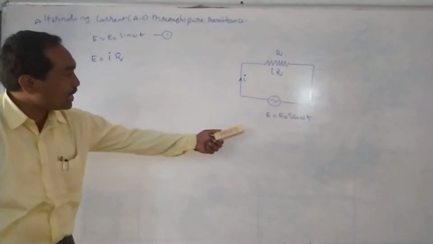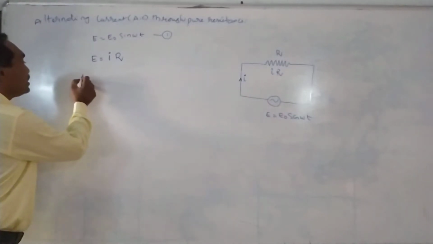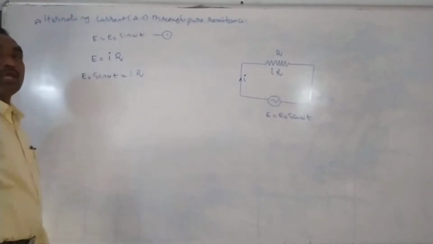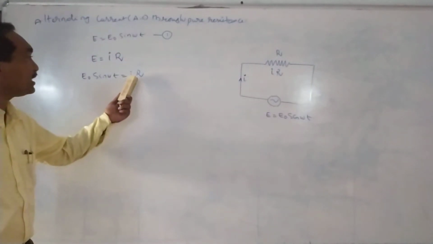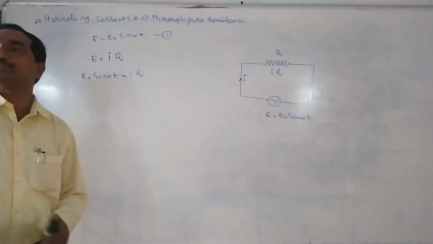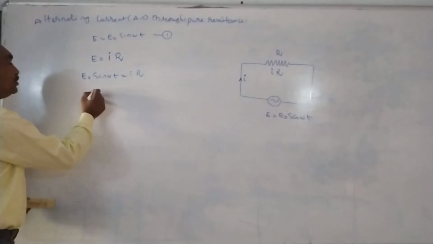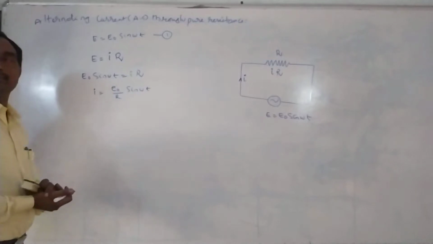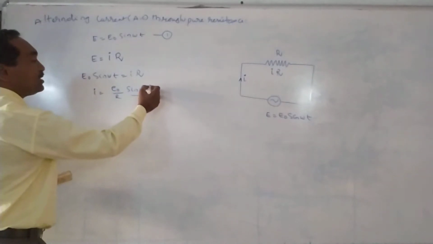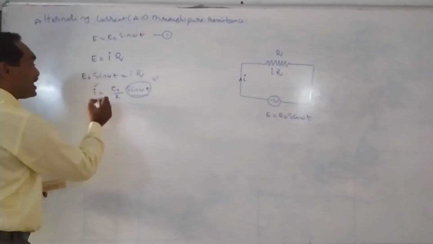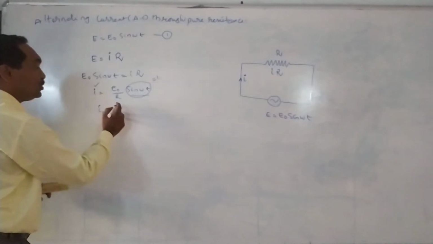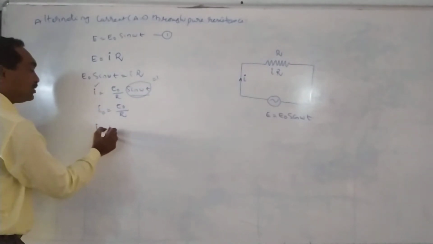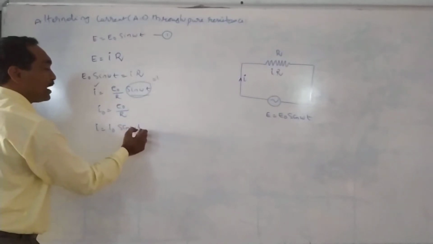But we know E is equal to E naught sin omega t. So E naught sin omega t is equal to IR. Our aim is to calculate the alternating current in the circuit at time t. So the current I is equal to E naught by R into sin omega t. If sin omega t is equal to 1, the current is maximum, that is I naught is equal to E naught by R. So this can be written as I is equal to I naught sin omega t.